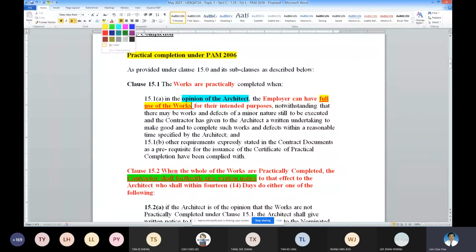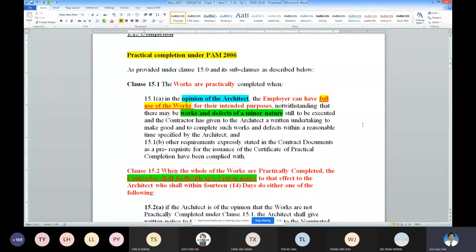Okay, yeah. And very important point, the work doesn't need to be perfectly completed. Okay, the works can have minor defects, but not major defects. So if with minor defects, the work can be considered completed. So these are the important ones.